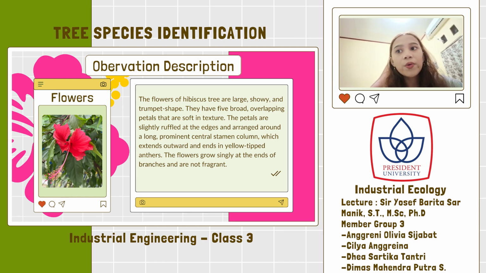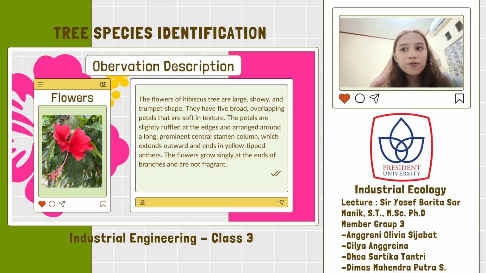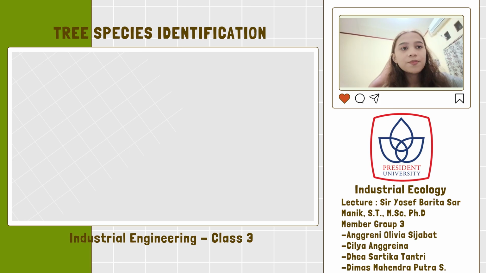At the center, you'll notice a long, prominent stamen column that extends outward and ends in yellow-tipped anthers. This structure is not only striking but also important for pollination. The flowers typically grow at the tips of the branches and are solitary. They are not fragrant, unlike what we often expect from such bold blooms. This unique combination of shape, color, and structure makes the hibiscus flower easily recognizable and widely appreciated.